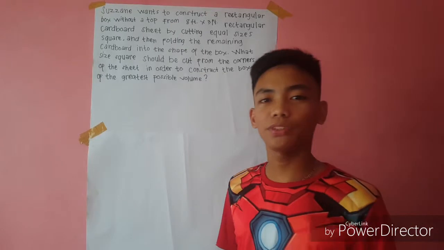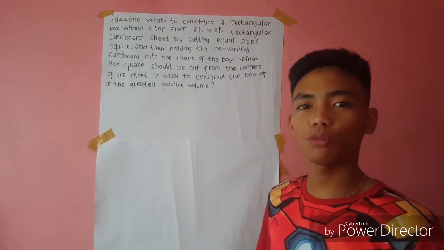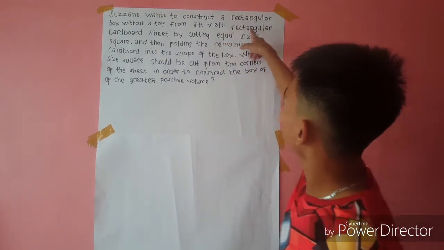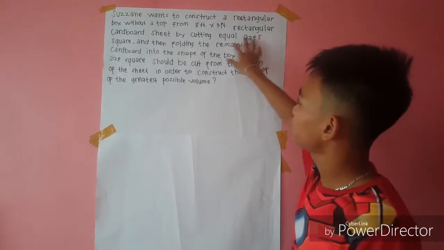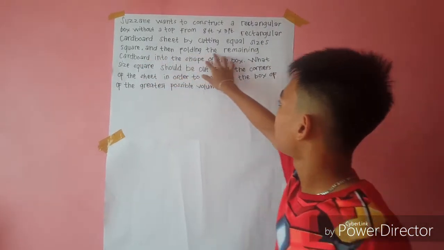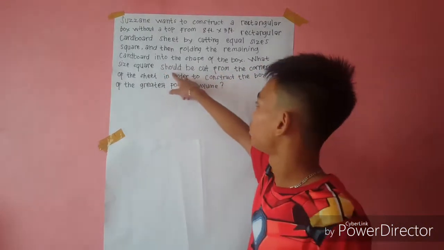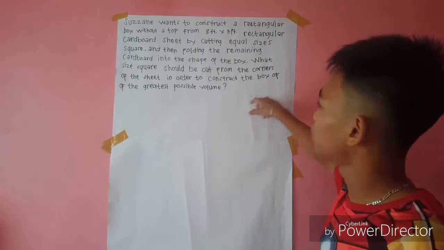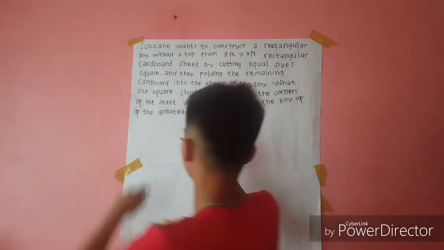I'm Stephen C. Tampos and I'm here to teach you how to solve an optimization word problem. So I have here a given. Suzanne wants to construct a rectangular box without a top from an 8 feet by 3 feet rectangular cardboard sheet by cutting equal size squares and then folding the remaining cardboard into the shape of the box. What size square should be cut from the corners of the sheet in order to construct the box of the greatest possible volume? So first, we're gonna illustrate our problem.